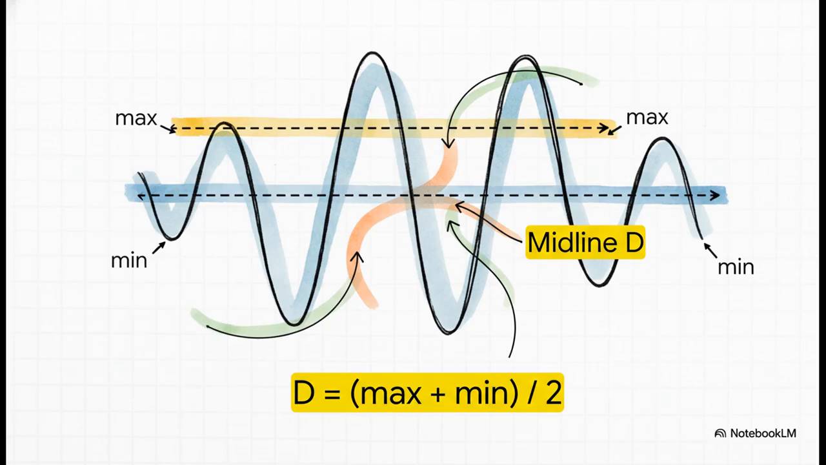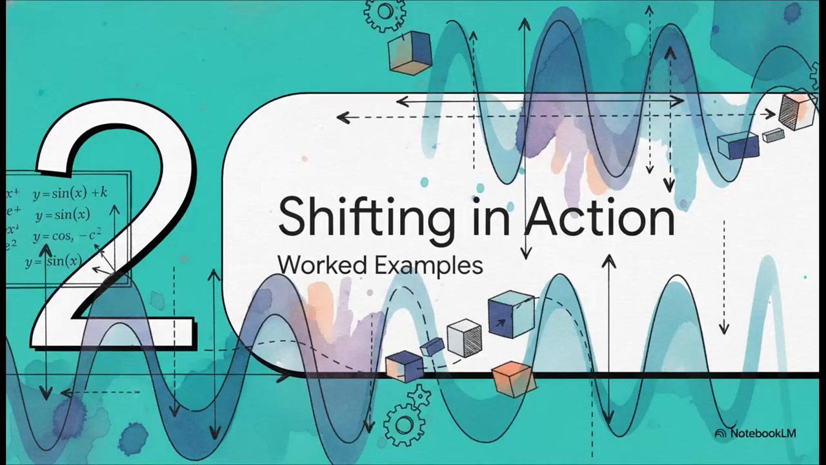If you're looking at a graph and you don't have the equation, how do you find d? Simple. The midline is always perfectly in the middle of the highest and lowest points. So you just average the max and min values, and boom, that gives you your vertical shift d. Okay, enough theory. The best way to really get this is to just see it in action. So let's work through a few examples, starting simple and then building our way up.